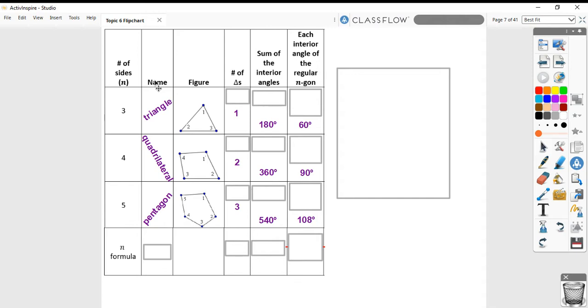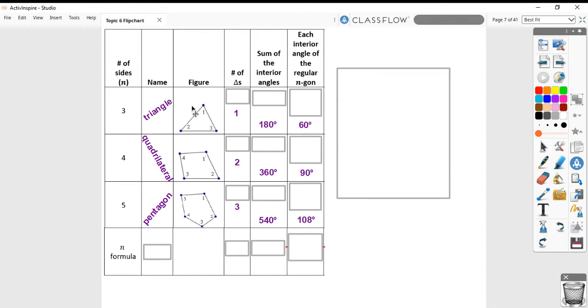The top 3 quarters of this chart is exactly the same as what we just did in the day 1 notes. Okay, and we've got all of the stuff already filled out that we talked about yesterday. Well, today I want to take the ideas that we talked about yesterday and show you how we can apply them to any number of sides.